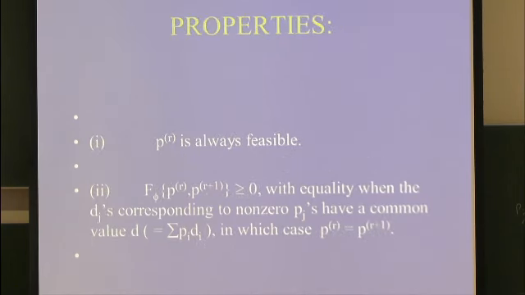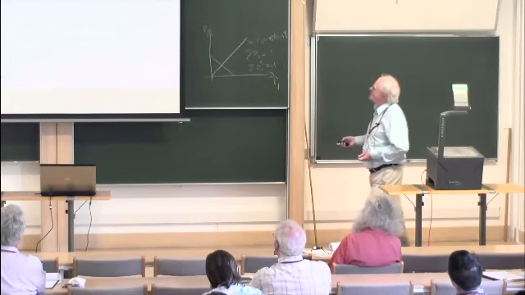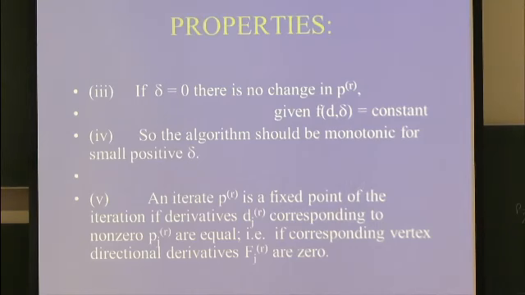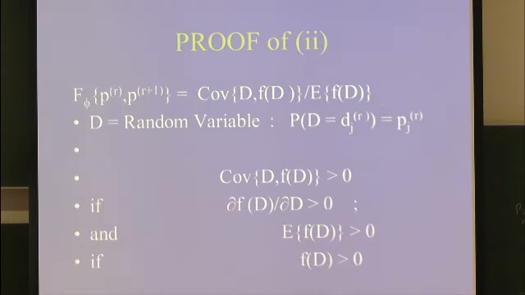Properties, it's always feasible, this iterate. The directional derivative at p^r towards p^(r+1) is greater than or equal to 0, and you would have equality when all the gradients are equal, corresponding to positive values at a local maximum or optimum. If delta is 0, there's no change. So the algorithm should be monotonic for small positive values of delta. If you let delta be too large, it won't be. So those are the key properties.